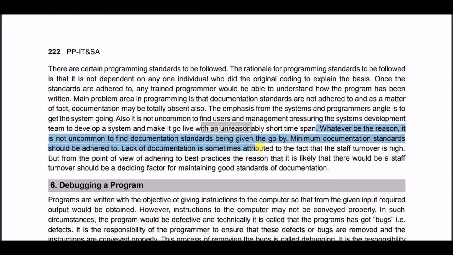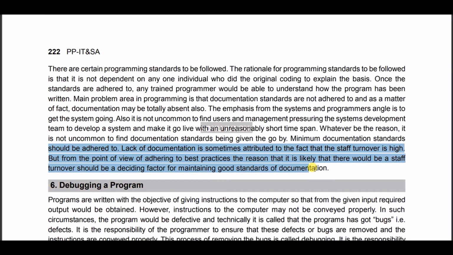Lack of documentation is sometimes attributed to the fact that staff turnover is high. From the point of view of adhering to best practice, the likelihood of staff turnover should be the deciding factor for maintaining a good standard of documentation. Documentation is all about creating evidence of what exactly has been worked on.